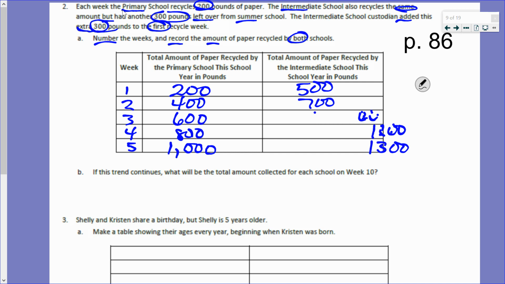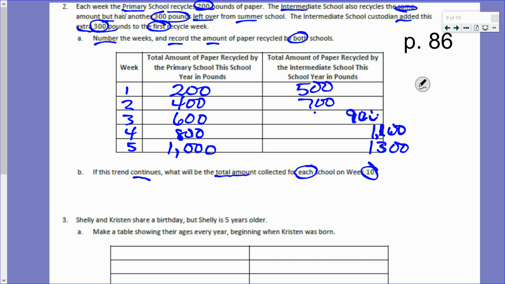Because how much do they add each week? Right here. Each week it's 200 pounds. That's a 900. That's a 1,100. 1,100. There you go. That's better. Now, if this continues, what will be the total amount collected for each school on week 10?